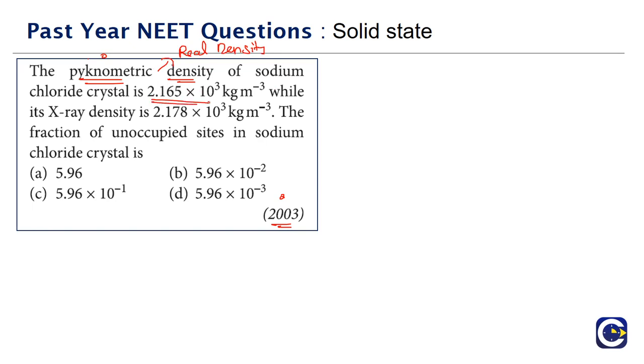2.165 into 10 power 3 kg per meter cube. What is the pycnometric density? 2.165 into 10 power 3 kg per meter cube. Okay, while the X-ray density is 2.178 into 10 power 3. What is this X-ray density?